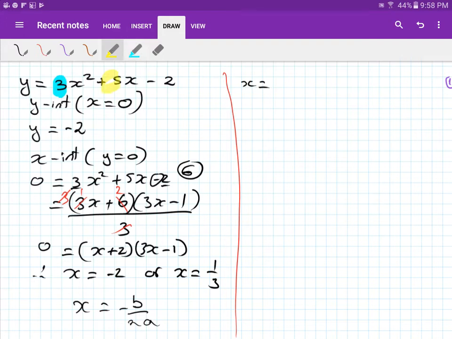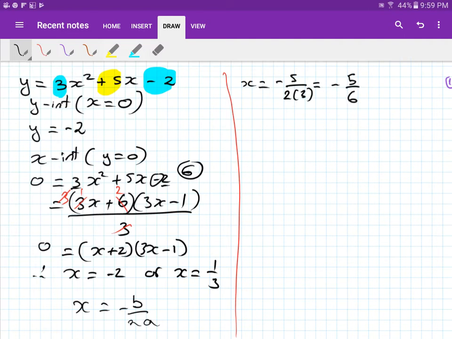Okay, this one here is b, because in front of x is b, in front of x squared is a, and then this is c. Okay, the constant is c. So negative b over 2a, so minus 5 over 2 times a, which is 2 lots of 3. Okay, so your answer would be negative 5 over 6.